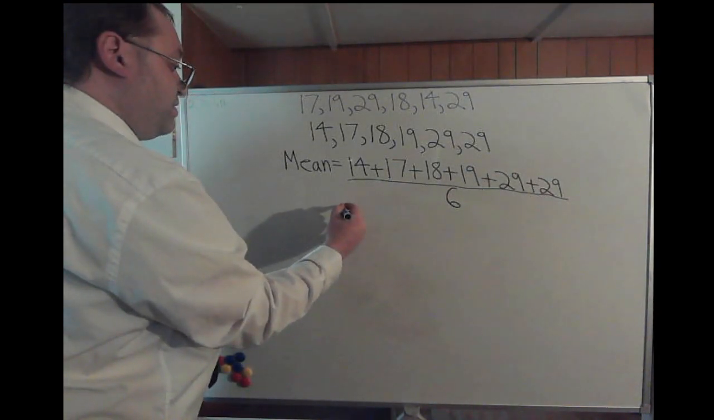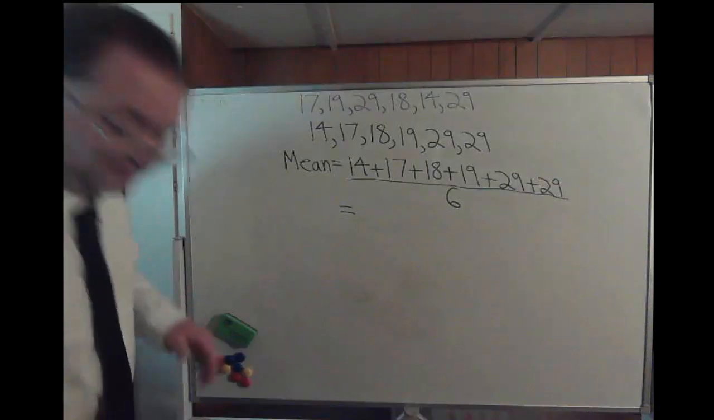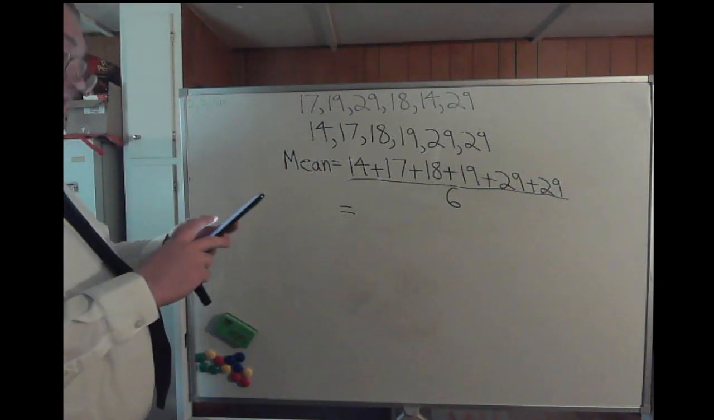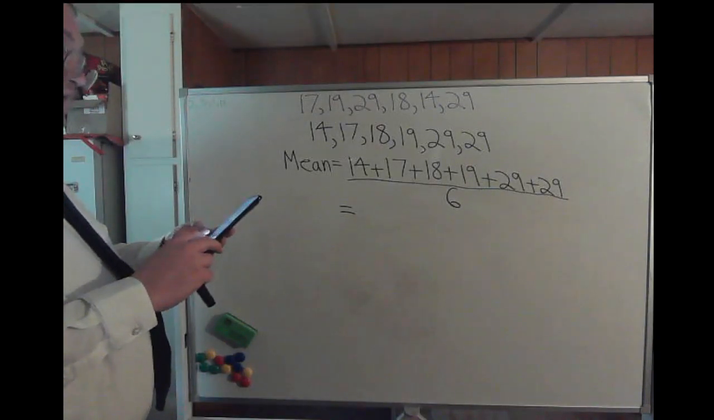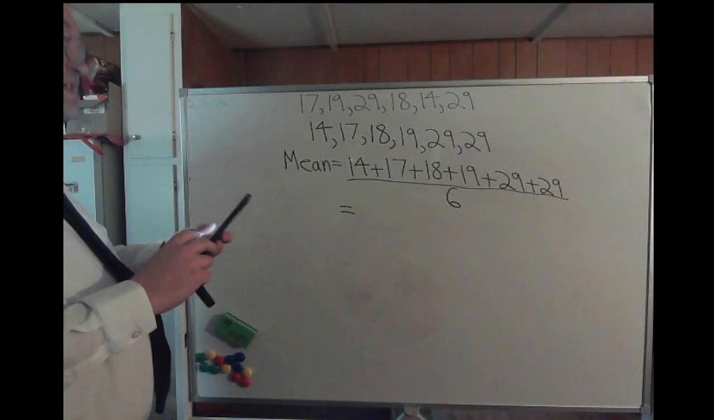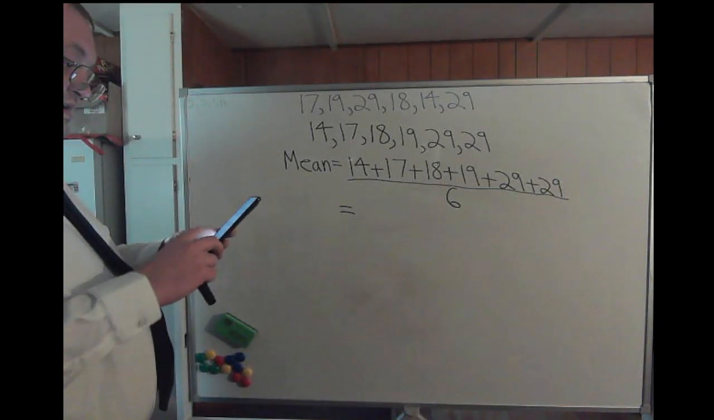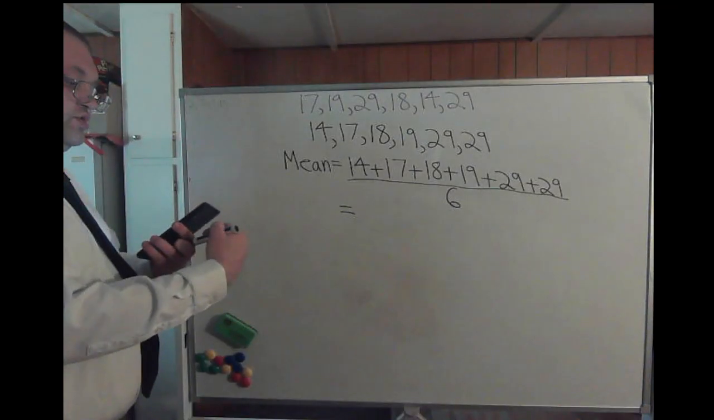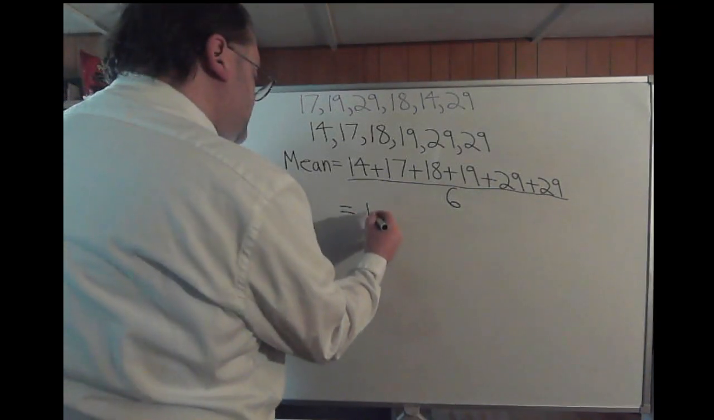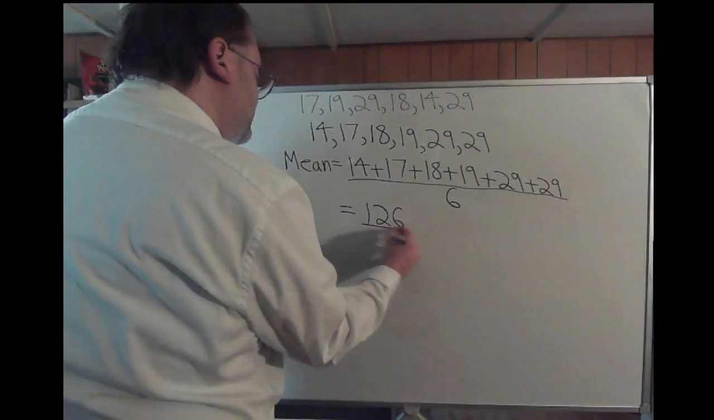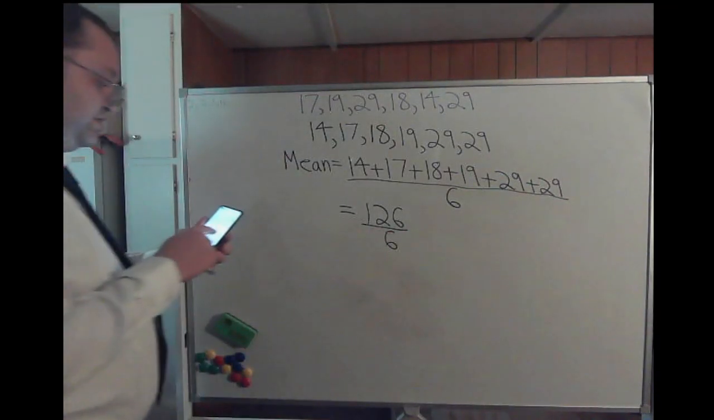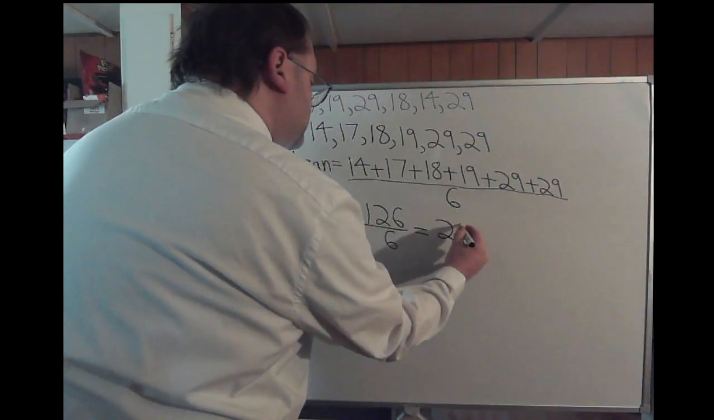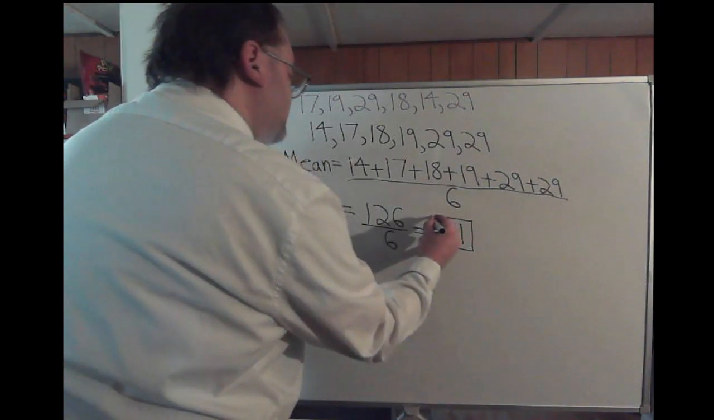So I'm going to go ahead and work my calculator magic here. Let's add up the numerator in the calculator: 14 plus 17 plus 18 plus 19 plus 29 plus 29. That's equal to 126. 126 divided by 6 is 21. So your mean number, your average number, is 21.